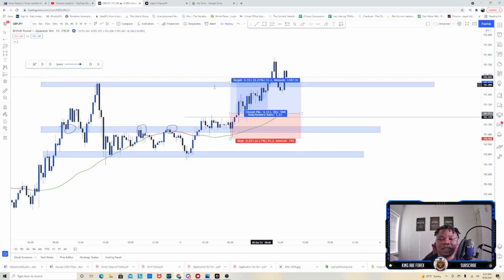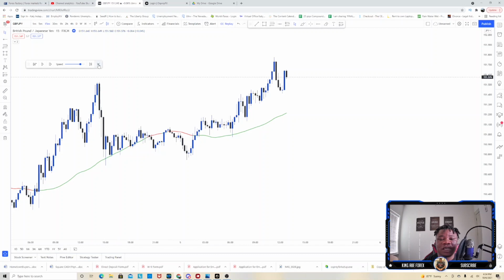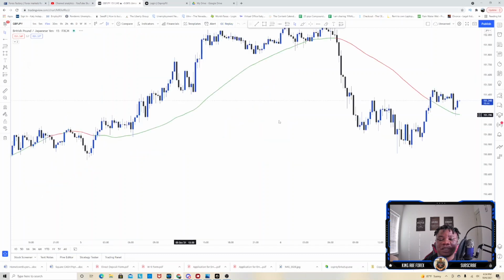Right there, we got our take profit smash for 31 pips, stop loss 25 pips, risk to reward ratio 1:2. So guys, this is how you use this strategy to take a buy position. Now let's look for a sell position. Let me show you guys a sell position real quick.